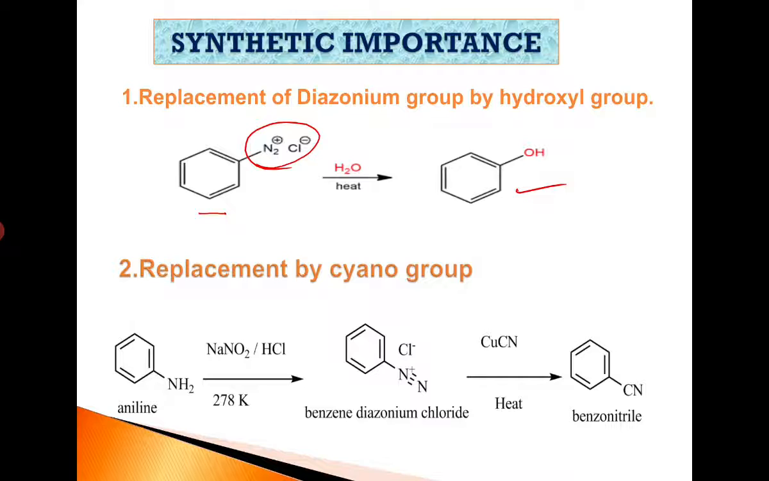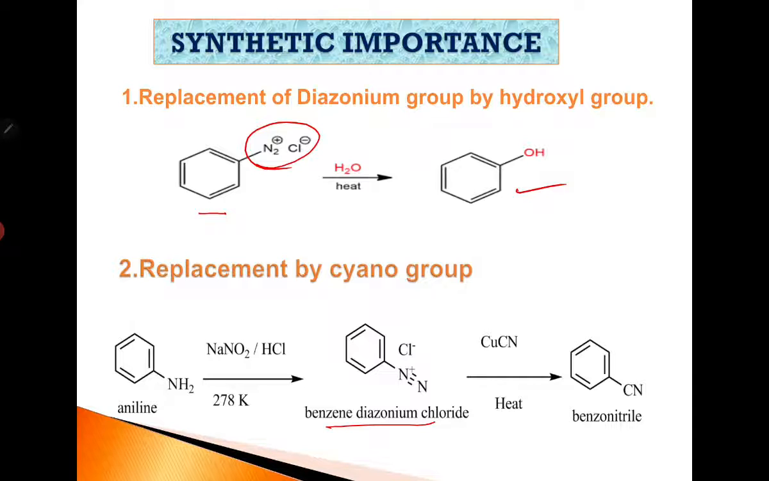Aniline, on treatment with sodium nitrite and HCl, is converted to benzene diazonium chloride, and I already told you that benzene diazonium chloride in dry state is explosive. Therefore, the reactions using diazonium chloride can be carried out only in aqueous solutions. So, benzene diazonium chloride is freshly prepared and used freshly for the introduction of groups.